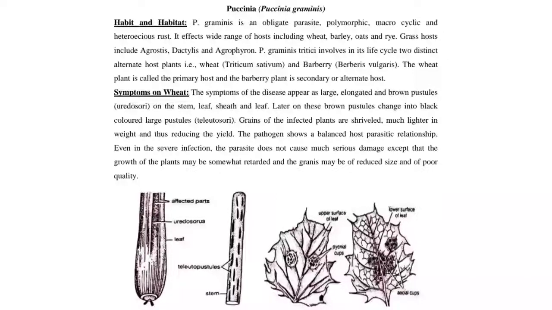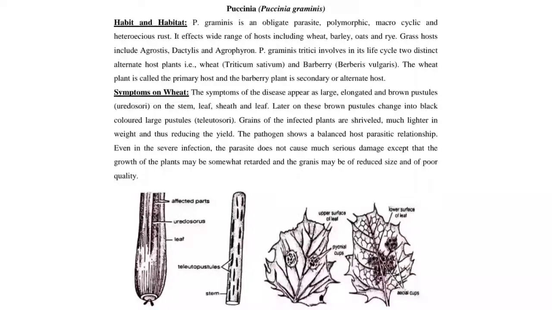P. graminis tritici involves in its life cycle two distinct alternate host plants, i.e., wheat, Triticum sativum, and barberry, Berberis vulgaris. The wheat plant is called the primary host and the barberry plant is the secondary or alternate host.